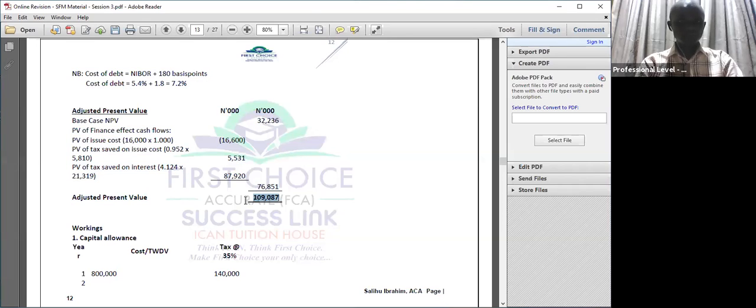Ladies and gentlemen, this is how to go about solving questions on APV. And I have told you the factor that will make you use APV is when the company wants to raise additional funds, whether in the form of equity or debt, or a combination of the two, in order to finance the project, and undertaking that additional fund is going to change the risk profile of the company. If the company will take additional debt or additional equity, but the risk will not be affected, please, you are not using APV.